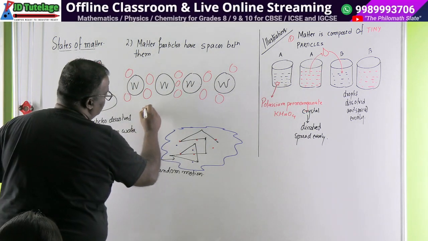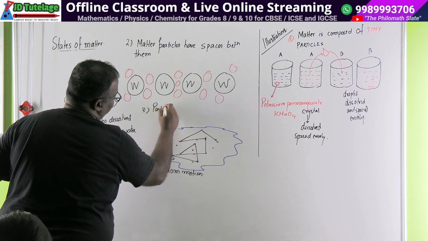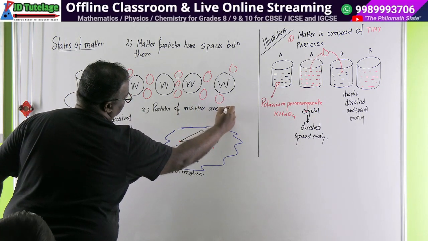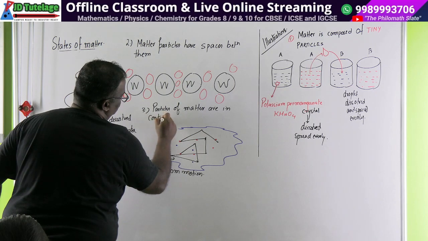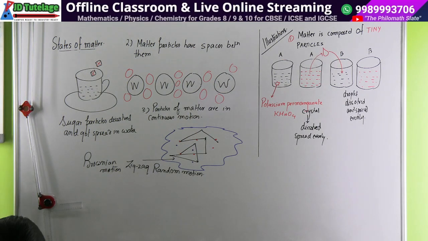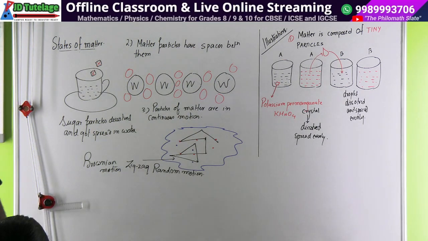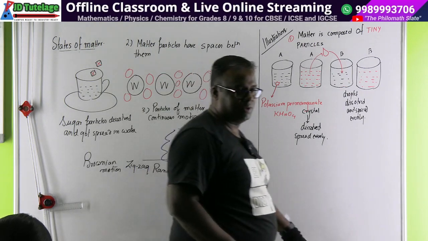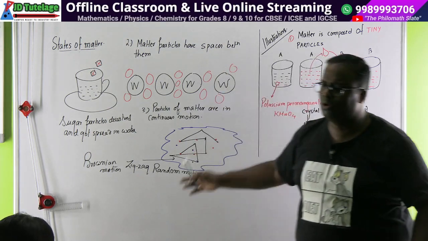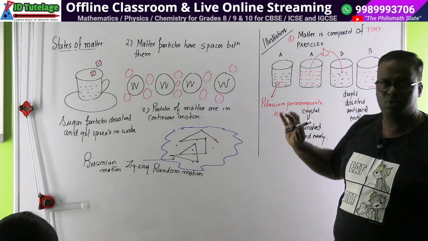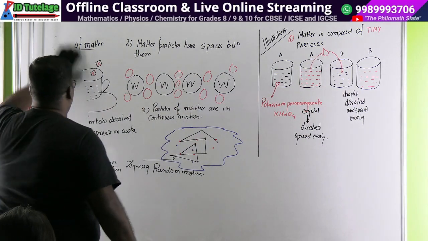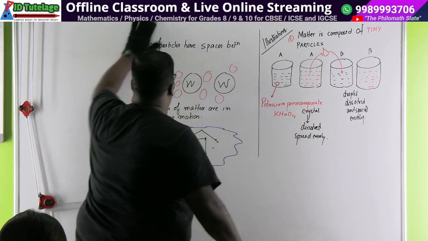One, two, three. We also say particles of matter are in continuous motion. Have you understood? Particles of matter are in continuous motion. Is this thing clear? And this you could explain just by the illustration of the pollens in water. Can I rub this now and summarize what we have learned so far? Okay, let's see what we have learned.